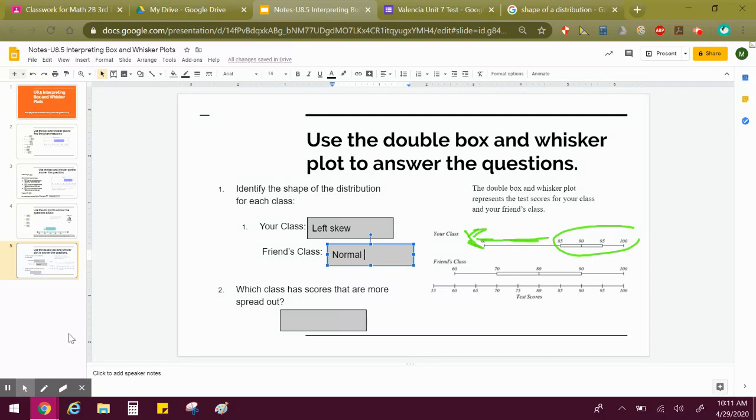And this one is not intended to be a trick question. Which of the datas have scores more spread out? Well, your class has scores from 67 to 100. Your friend's class has scores from 60 to 100. Who has numbers that are more spread out? Your friend, for sure.